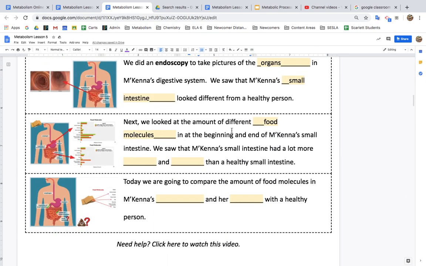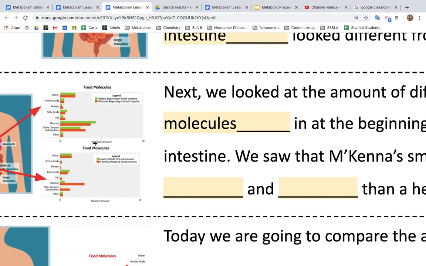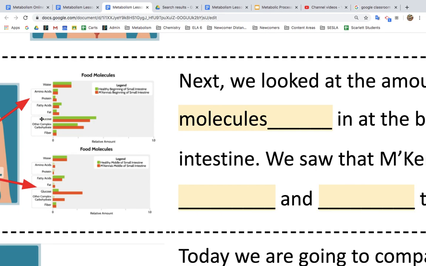So we looked at the amounts of different food molecules at the beginning of her small intestine and the end of her small intestine. We saw that McKenna's small intestine had a lot more what? There were two things she had a lot more of. They were glucose, look at that, she has a lot more, and complex carbohydrates.